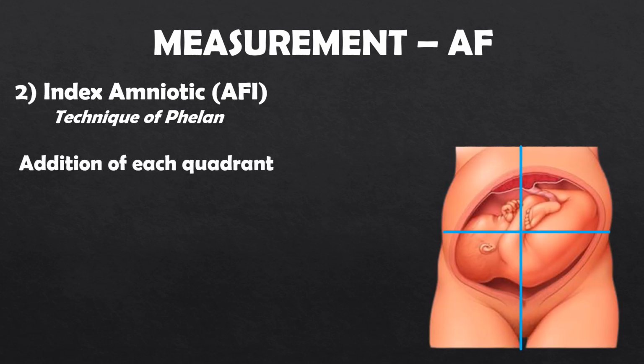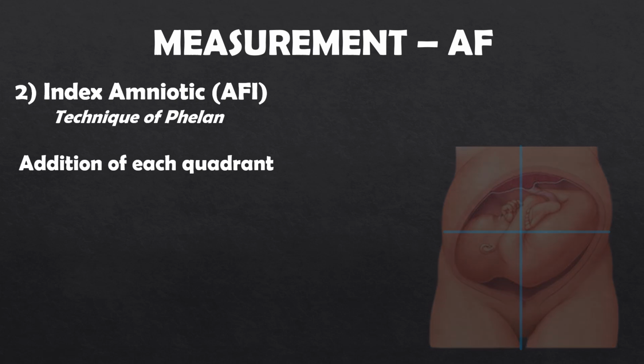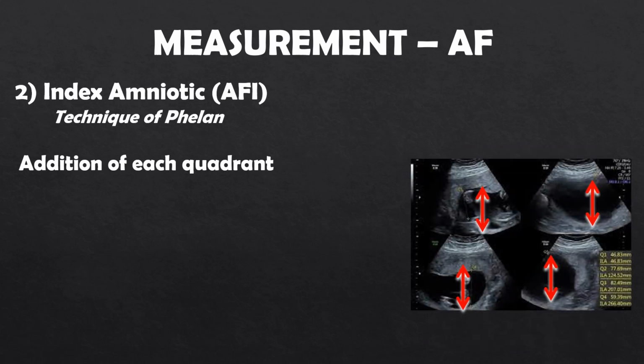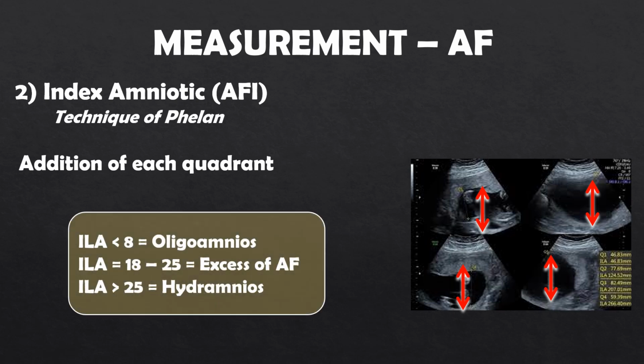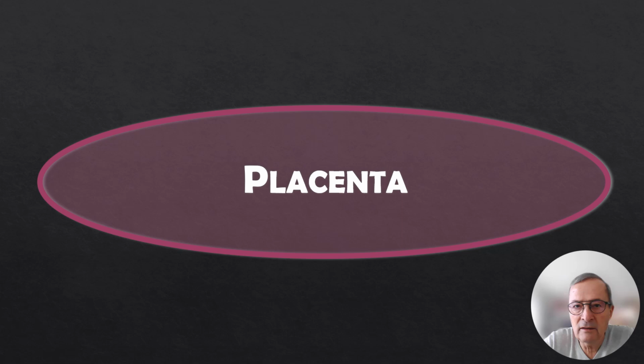The second method is the amniotic fluid index, described by Phelan. It's the addition of the 4 quadrants of the fetus, and we measure the vertical maximum pocket of these 4 volumes. The normal range is between 8 and 18. Less than 8 is oligohydramnios. From 18 to 25 is an excess of amniotic fluid, and more than 25 is what we call hydramnios.